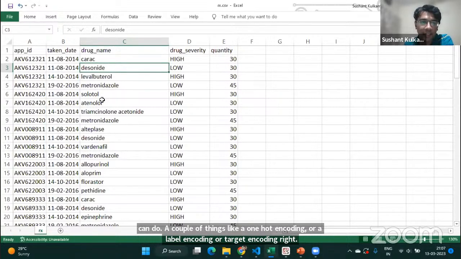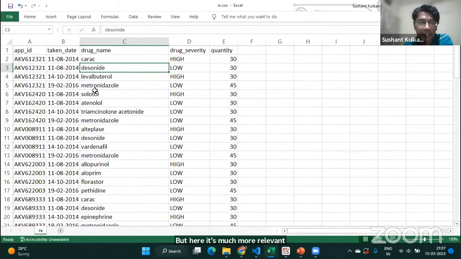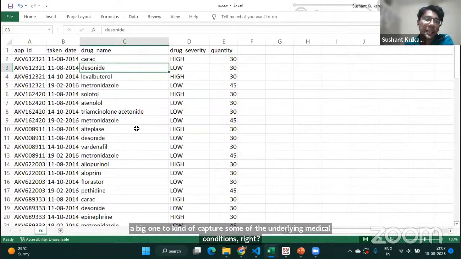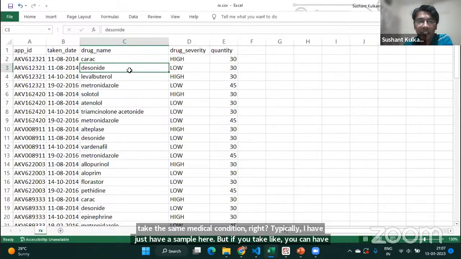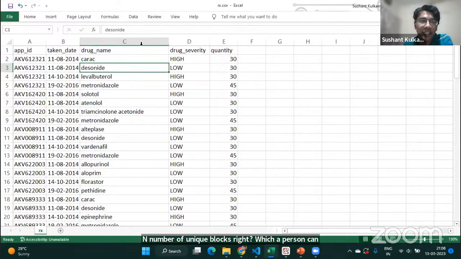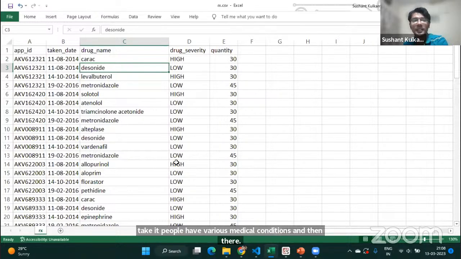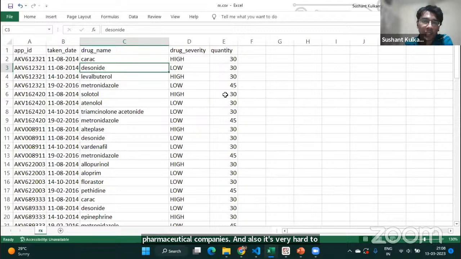If you take your drug information, what you actually want to capture is some of the underlying medical condition. I just have a sample here, but you can have n number of unique drugs which a person can take. People have various medical conditions, and there are different drug names based on different pharmaceutical companies. So it's very hard to create a unique identifier for each, or even if you do end up creating it, it will be very sparse and the model cannot consume that. So you need to come back and create something that the model can understand.